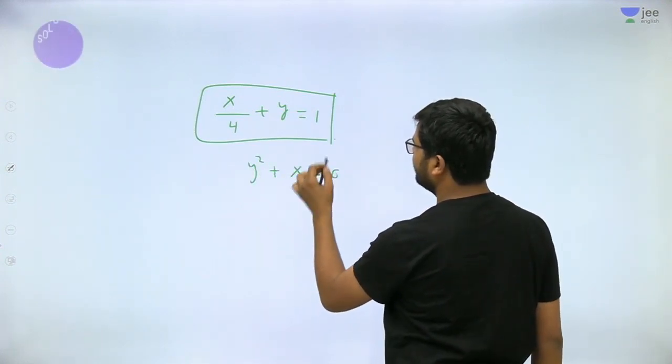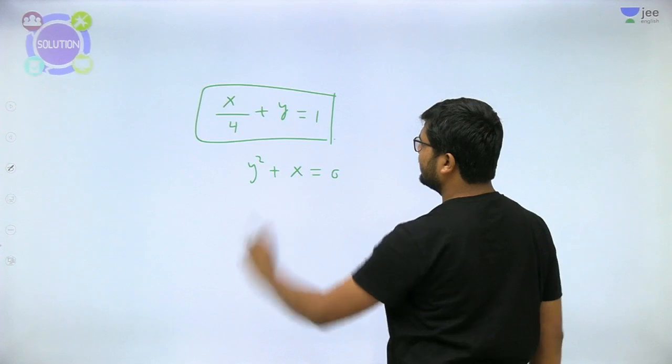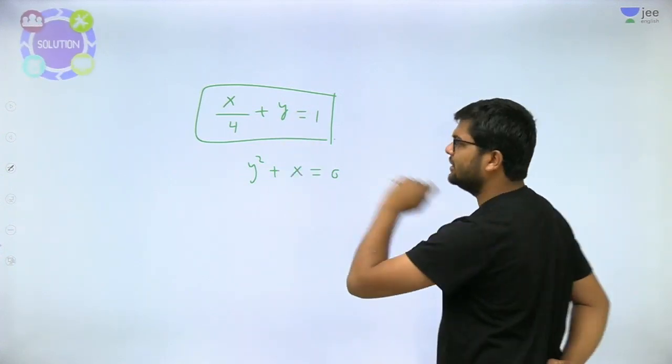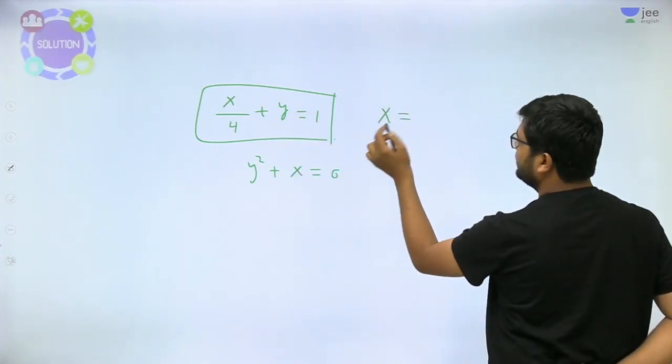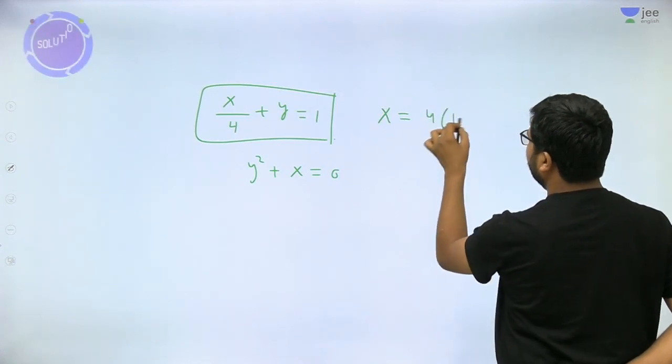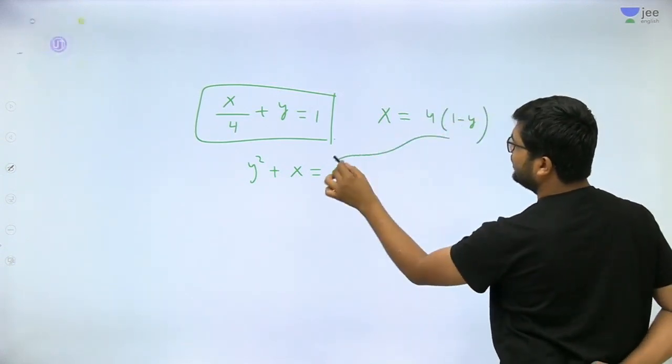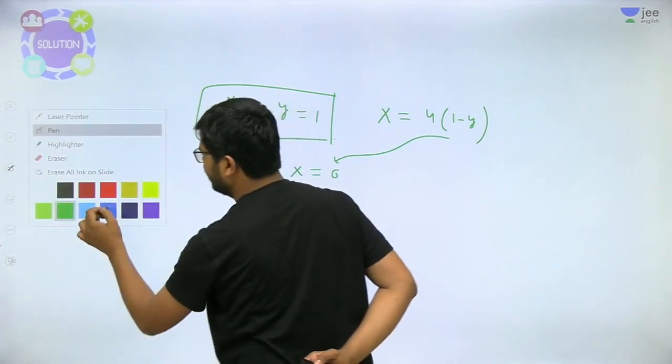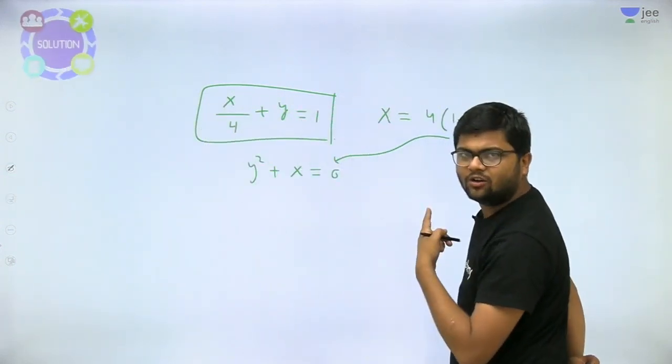Now just put the value of x, that will be easy. So x will come out to be 4 times of 1 minus y, yes or no? Put this value in the equation and you will find the answer. Okay. Yes or no? Getting my point?